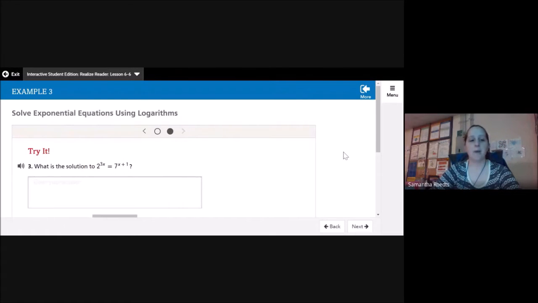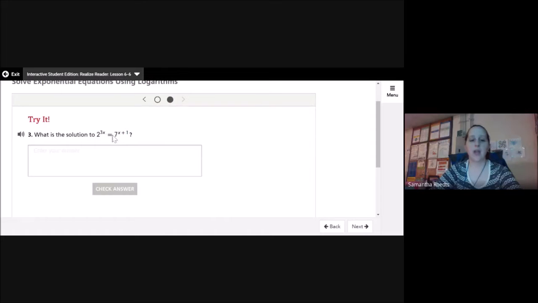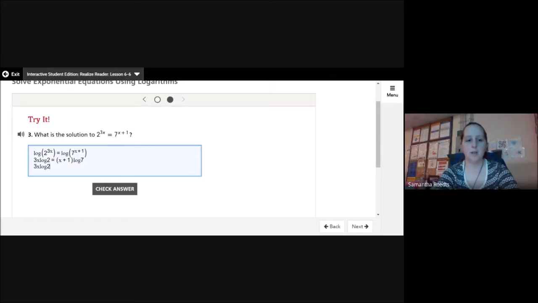All right, let's try it. Write the solution to 2 to the 3x equals 7 to the x plus 1. So I'm going to say log 2^(3x) equals log 7^(x+1). Okay. So I can bring that 3x down front. So I have 3x log 2 equals (x plus 1) log 7. I use the distributive property.